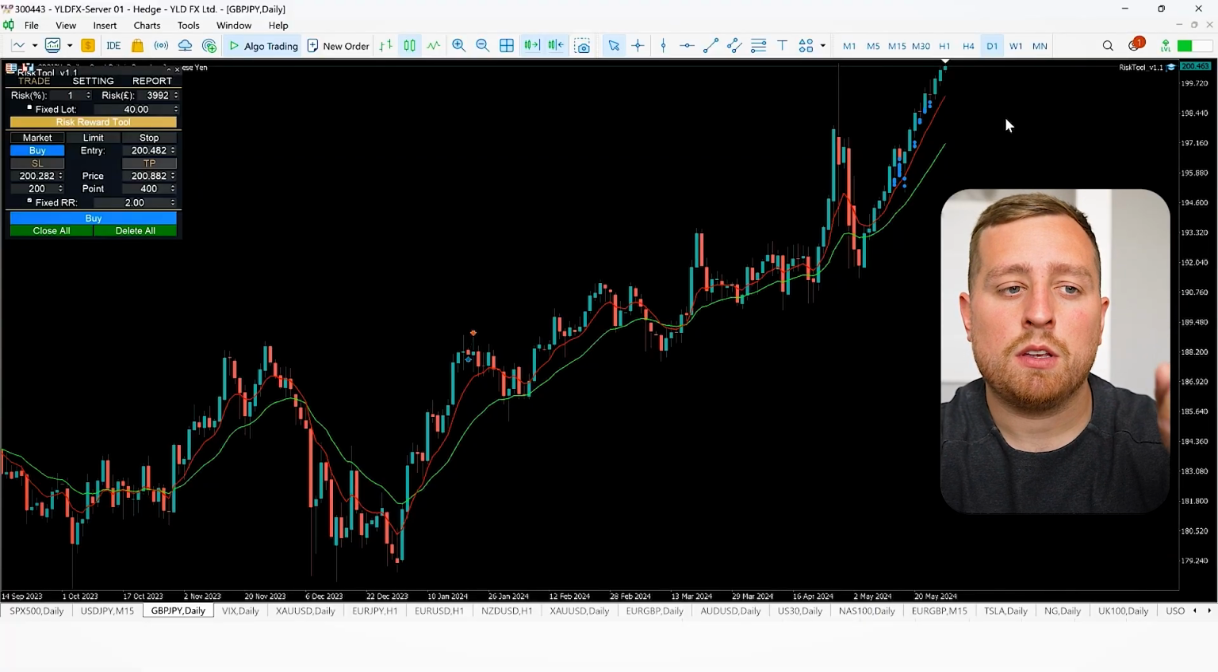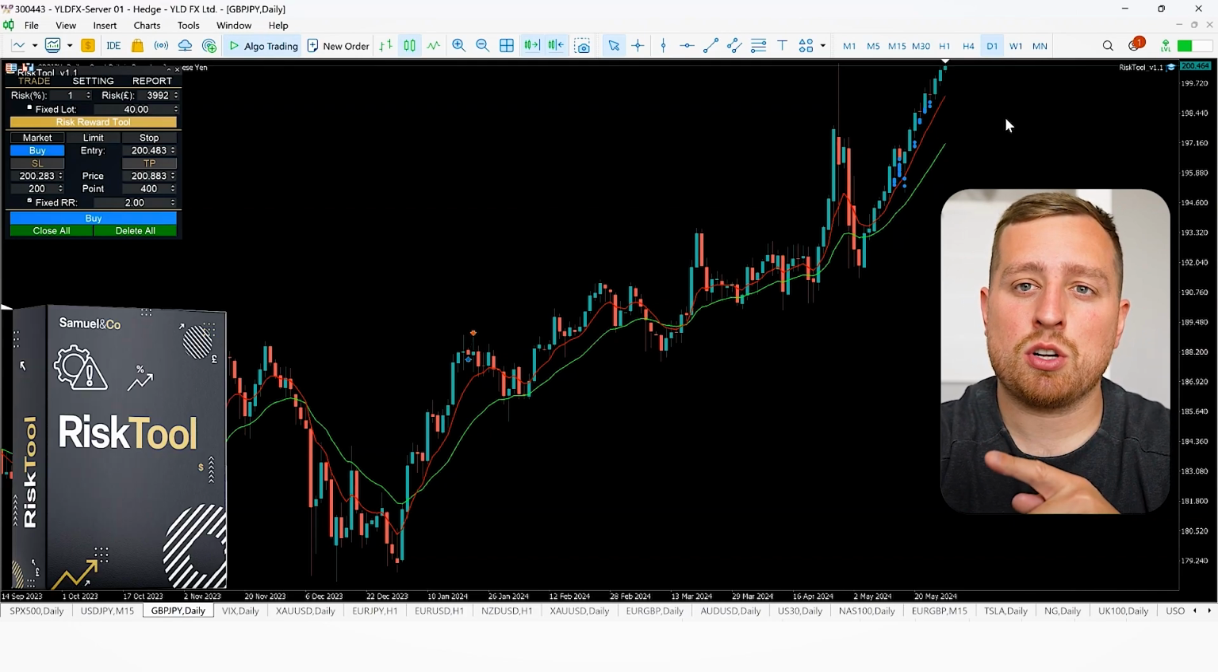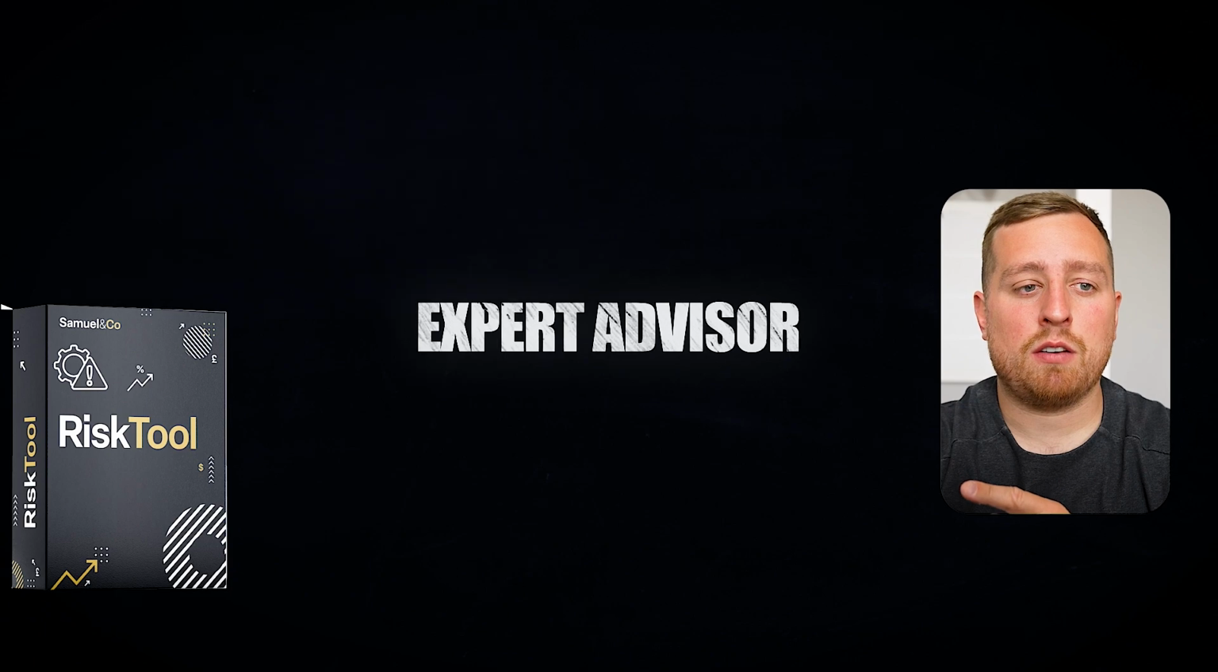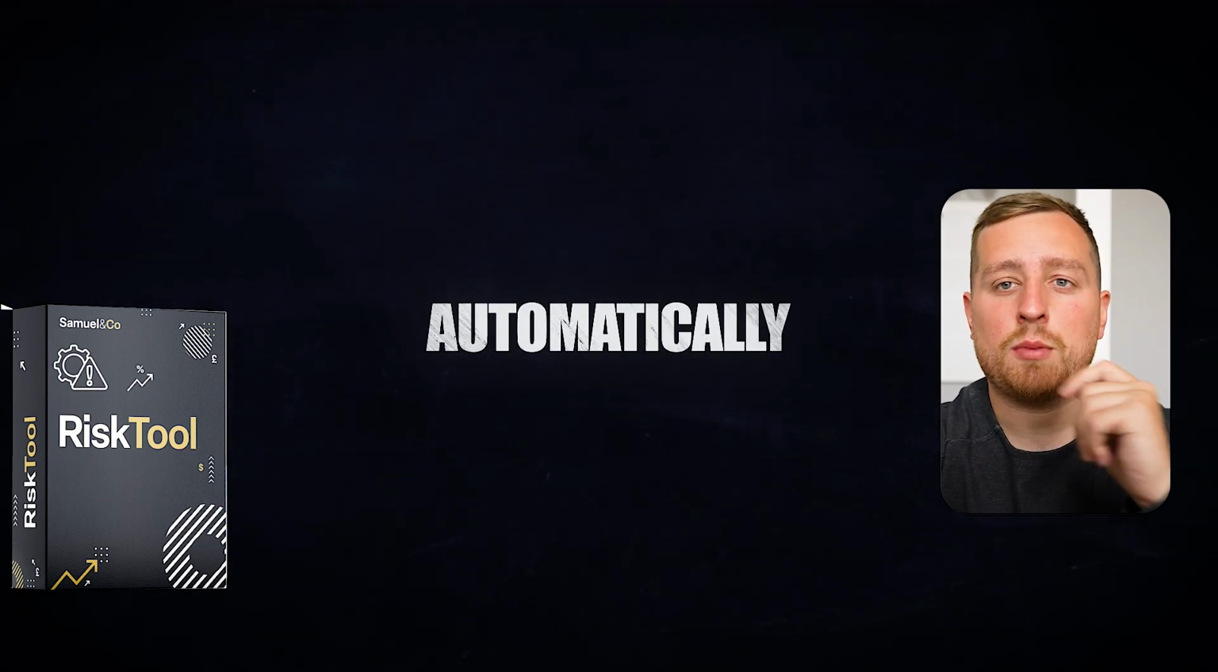So number one is risk tool. Let's make a note of that. Risk tool is the first tool that I use on my charts. It is classed as an expert advisor and it calculates my risk automatically for me, allowing me to enter the markets.